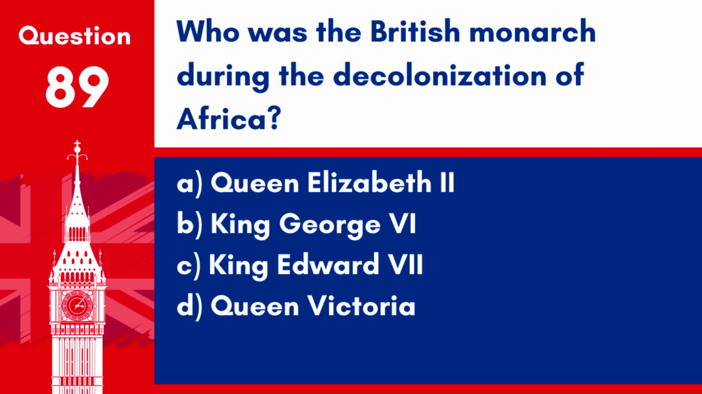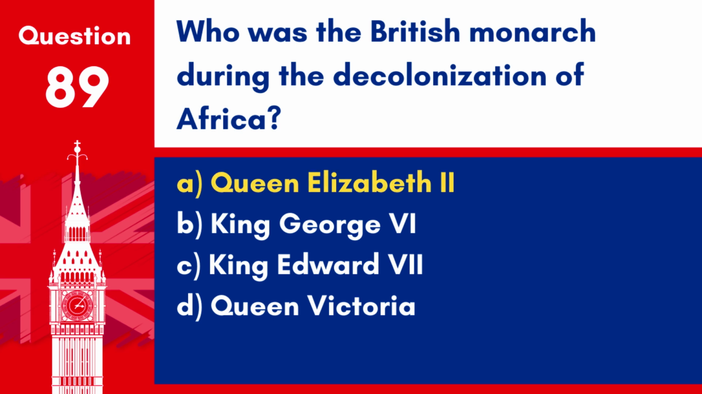Question 89. Who was the British monarch during the decolonisation of Africa? A. Queen Elizabeth II. B. King George VI. C. King Edward VII. D. Queen Victoria.